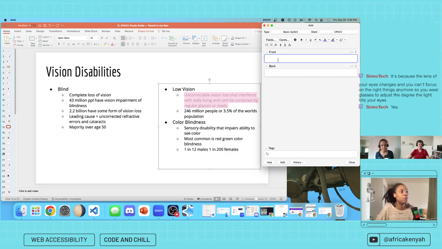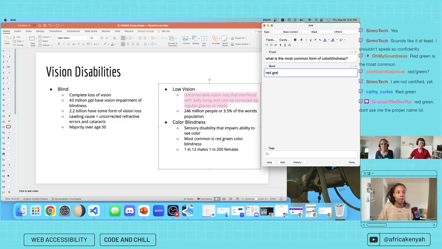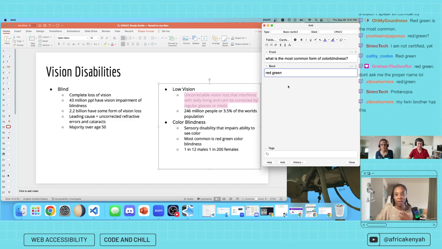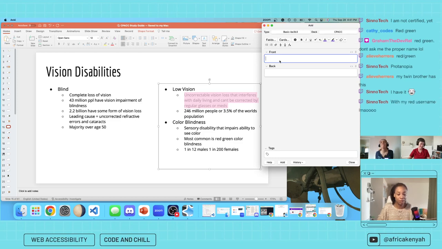What is the most common form of color blindness? I find that's an easy one, so I won't take it. Red, green, yep. All right, we're only gonna spend like two more minutes on this and then we're gonna dive into where we gotta go. I see a lot of people saying red, green, you are correct. And Ali Herrera said, my twin brother has that. Oh, wow. Red, green, all right. What is the statistics of males who have color blindness? And then females, we'll put them in the same one. The ratio, is that a better way of saying it?